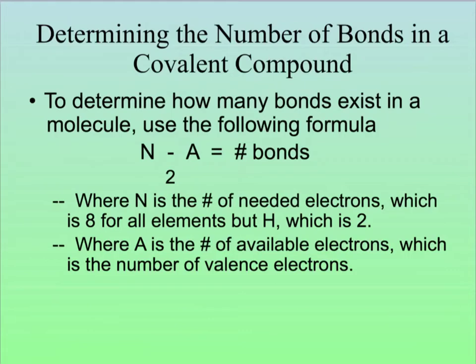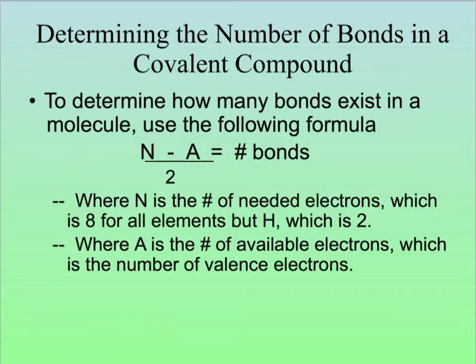So, when we are drawing the Lewis dot structures for a covalent compound, it's important to determine the number of bonds in a covalent compound. Now, this is very important. You can't just ignore this step. This is something different that we didn't do with ionic compounds. So to determine the number of bonds that has to exist in a molecule, you use the following formula. It's N minus A, and that should be over 2. And the answer that you get there will tell you the number of bonds you should have.